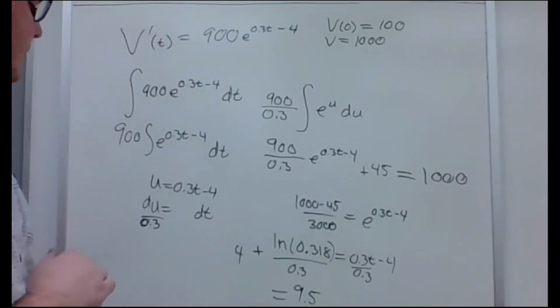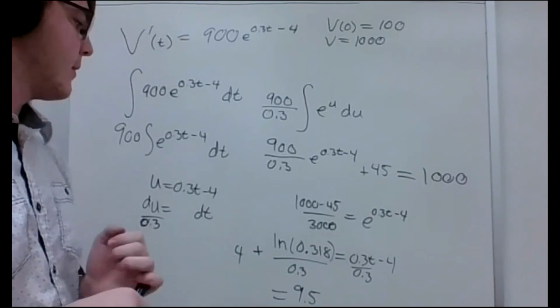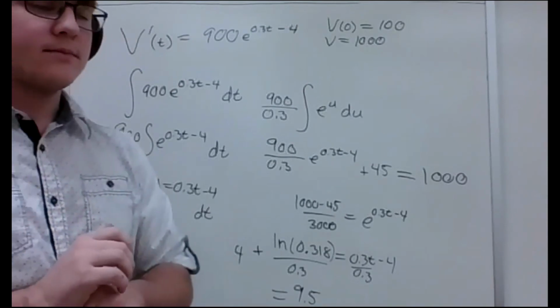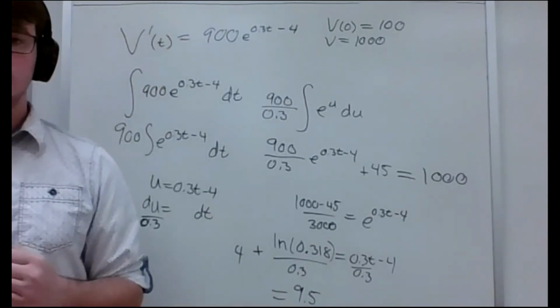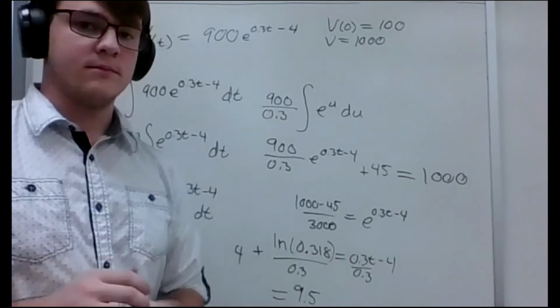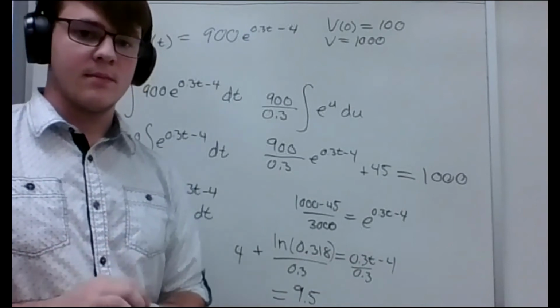So with an initial value problem, essentially all you're doing is taking the integral, finding C, and then using that to calculate for a specific time.